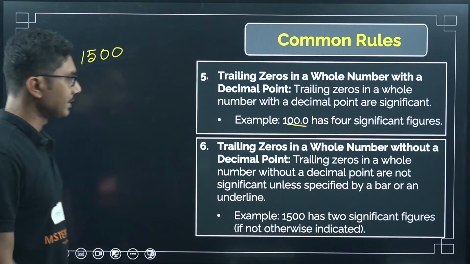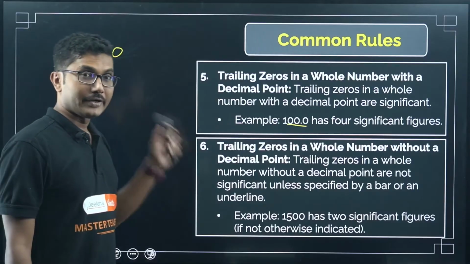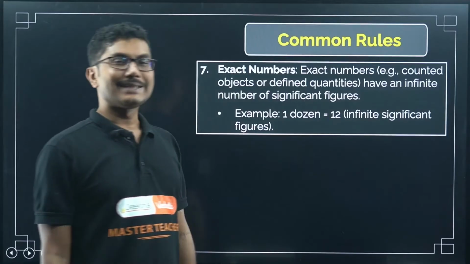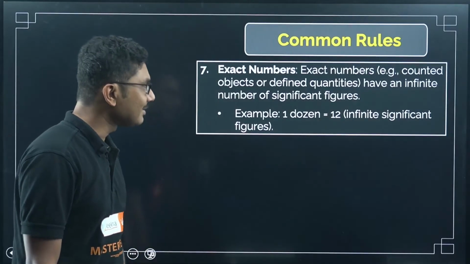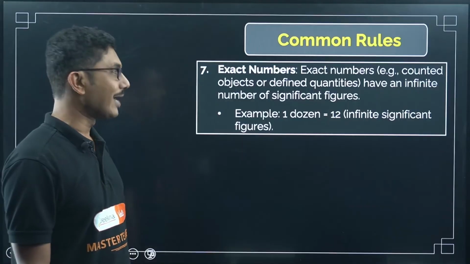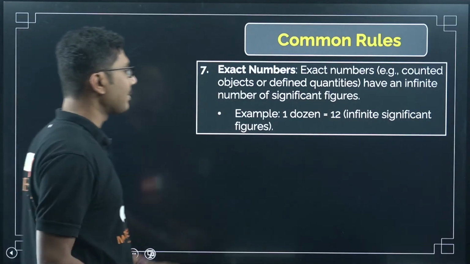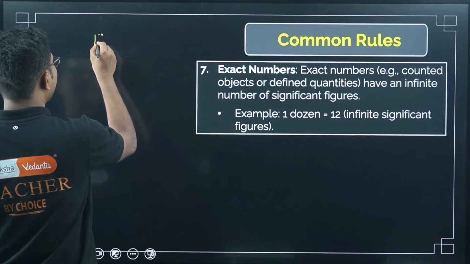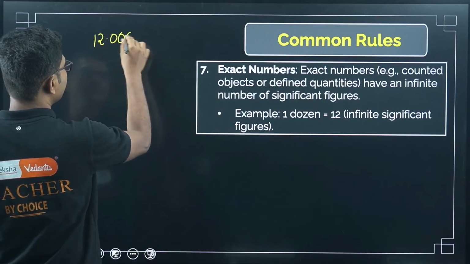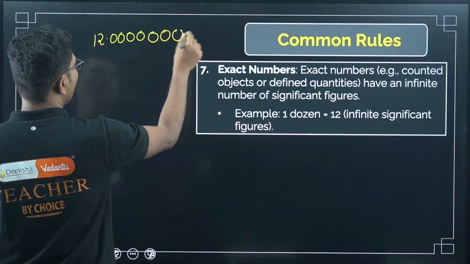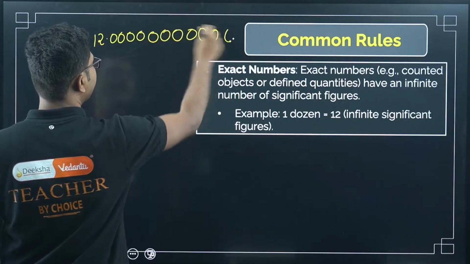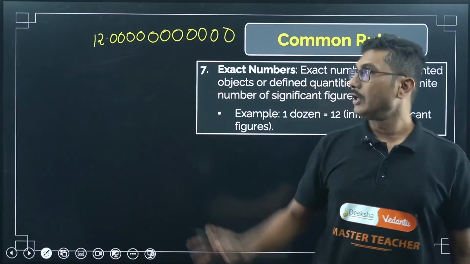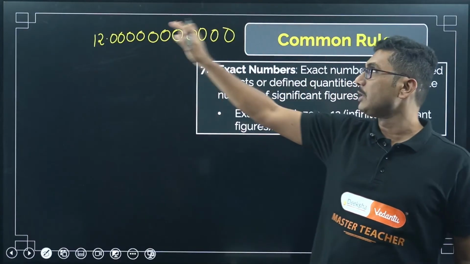These 2 zeros are not significant, only 2 significant figures in this case. Exact numbers have infinite significant figures. Why infinite? Suppose I say exact number, 1 dozen. 1 dozen equals 12, so 12 can be written as 12.00000. It is an exact number, so you can write up to infinity because it will always give you 12 only. It will not have any discrepancy in the number.